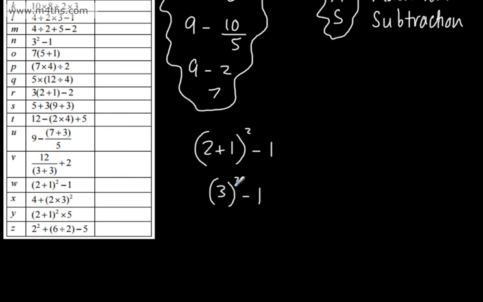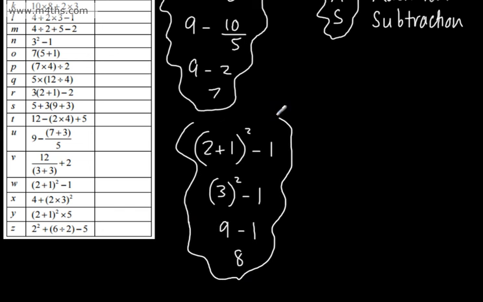3 squared is 3 multiplied by 3. As stated earlier, this isn't 6, it's not 2 lots of 3. 3 squared is 9, we do that, and then we go ahead and subtract the 1. All we're left to do is subtract the 1, and we can write it like so. Nice and easy, and nice and logical.